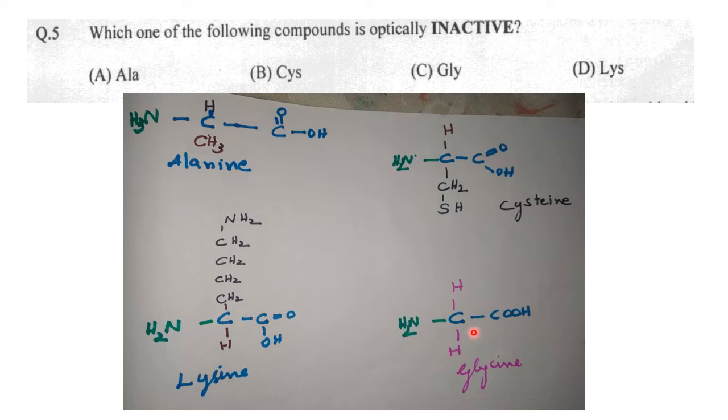But glycine doesn't have 4 different groups attached to the alpha carbon atom. The alpha carbon atom is attached to 2 hydrogen atoms, the other to the NH2 group and the other bond being formed with the COOH group. So there are 2 hydrogen atoms attached to the alpha carbon atom. So glycine is optically inactive.